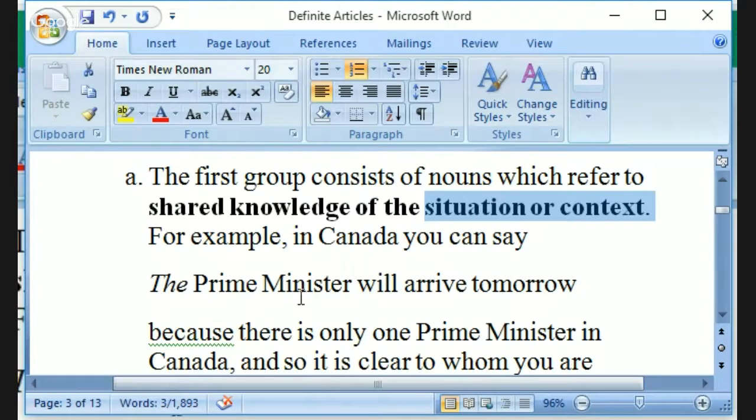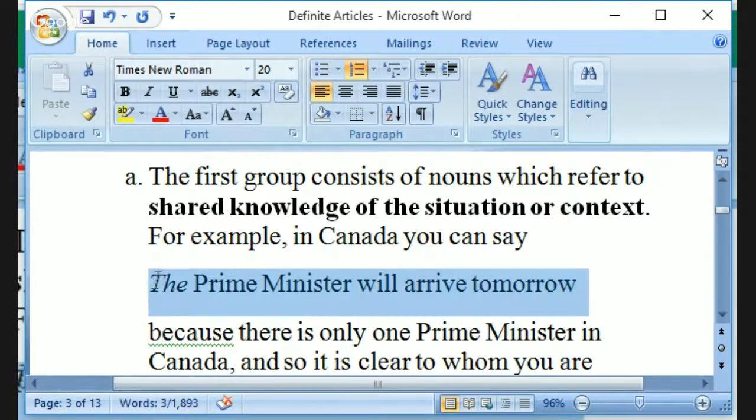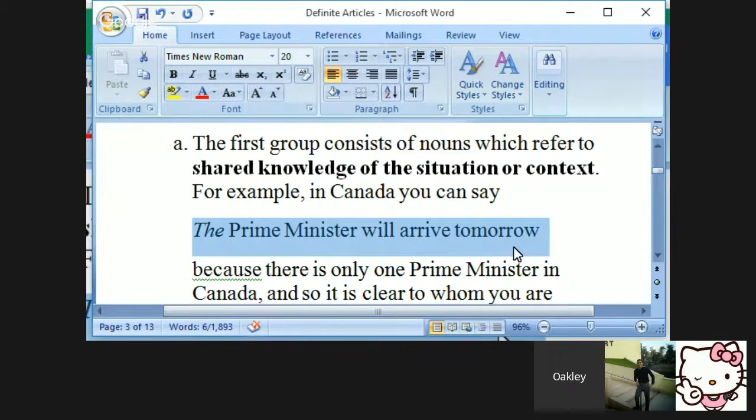If you live in Canada, for example, and you just say to someone, the Prime Minister will arrive in our city tomorrow, it can be assumed, since you live in Canada, you're talking about the specific Prime Minister of Canada. Plus, there's only one of them. That's the other specific thing. If there's only one anyway, then there can't be a general member of the group. In other words, if it's obvious, it's specific, we can choose the.